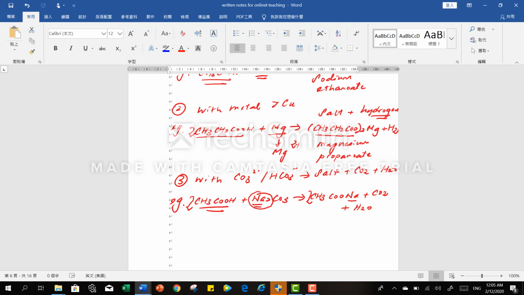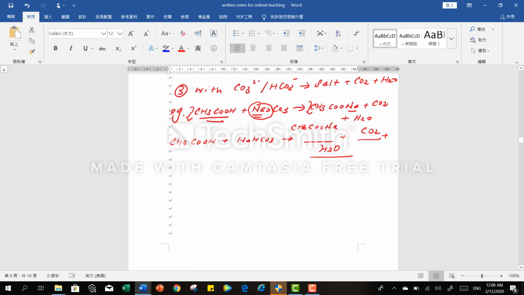Okay. Oh, let us try another one with hydrogen carbonate, NaHCO3. So can you predict the product? I give you 2 seconds. 1, 2. Okay, I bet you know the answer. This is the sodium ethanoate together with carbon dioxide and water. Okay, so is it balanced? Yeah, it's balanced. Okay, so this is the third reaction.